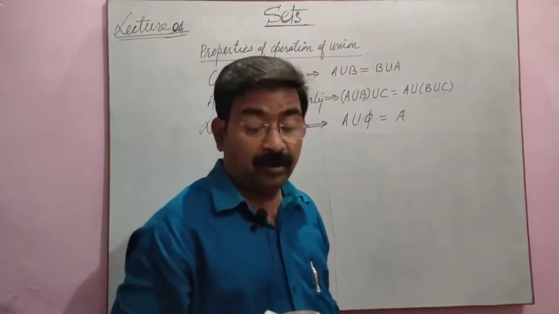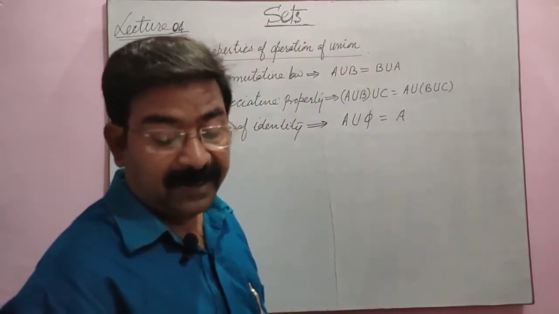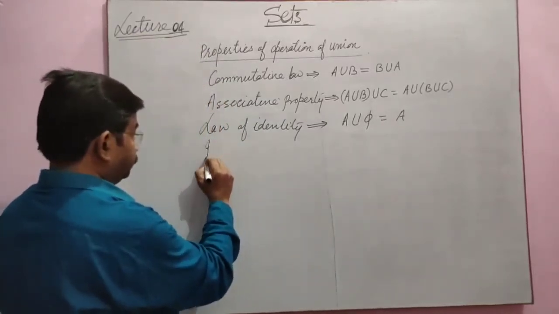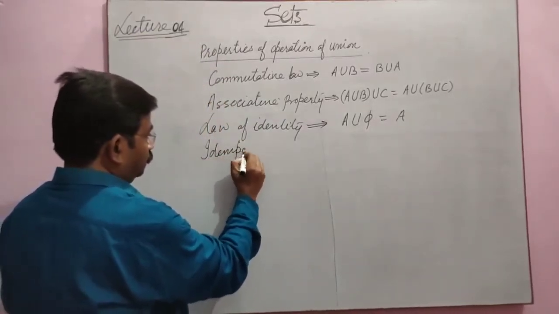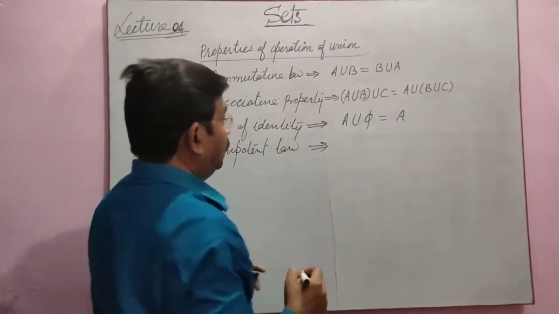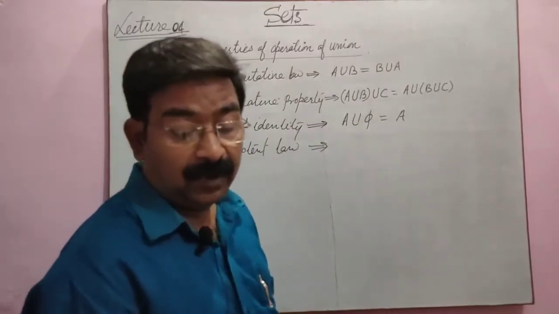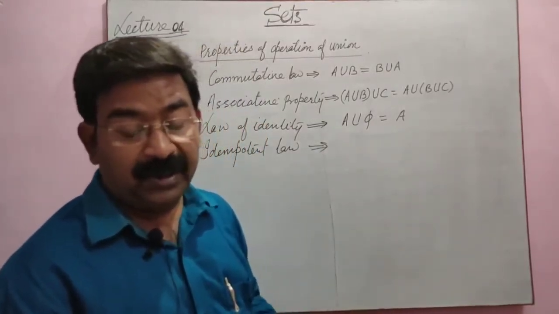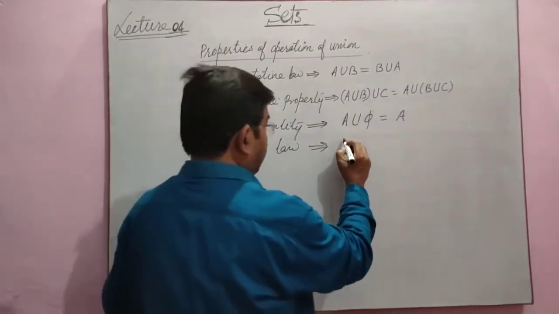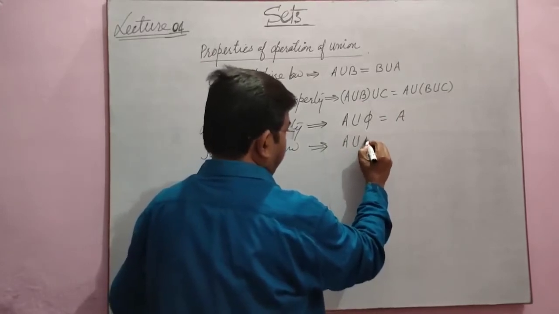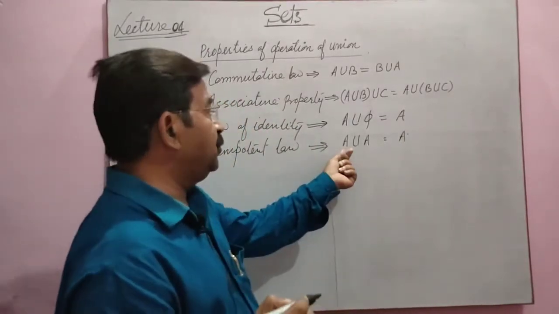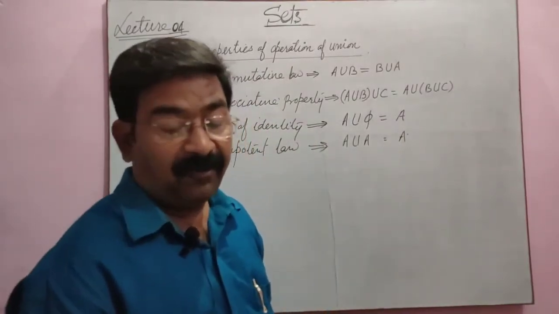Now one more law, the idempotent law. It means if we find the union of a set with itself, A union A is the same as A.